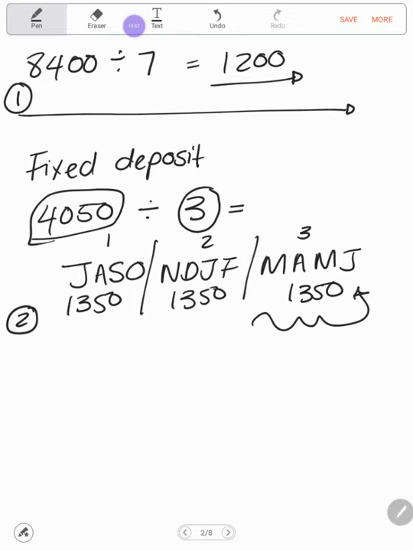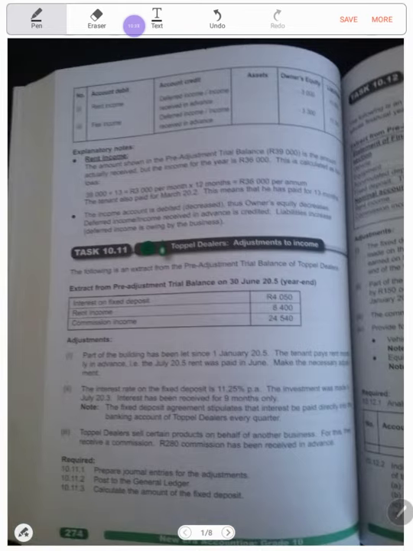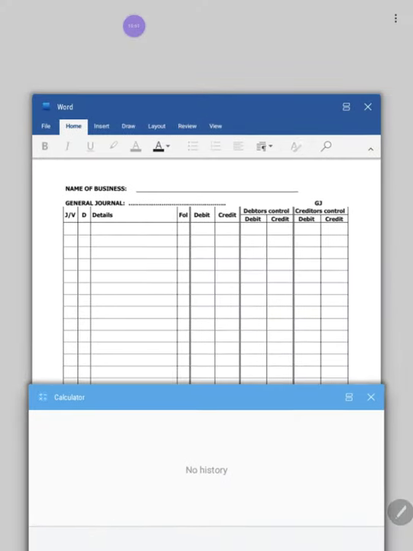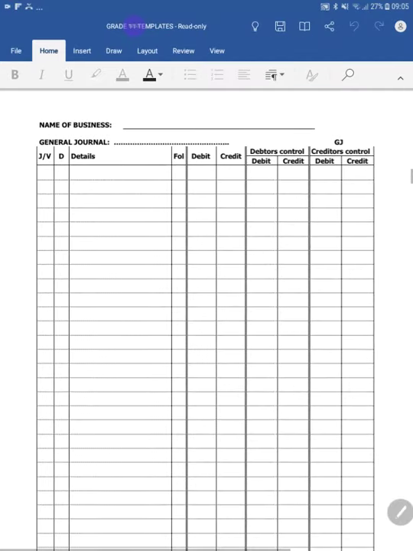Okay, moving on to the third one. There is no calculation there. They have given us the figure, so we don't have to work it out. So let us go and post this to our journal, our general journal. Okay, so we're gonna have journal voucher 1.